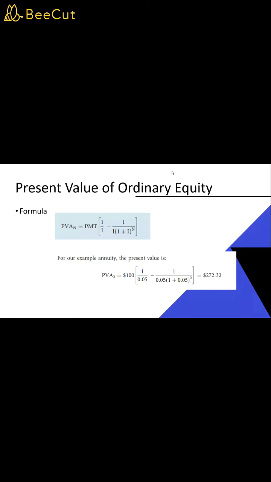If you would like to calculate, on the other hand, the present value of an ordinary annuity, you can use this formula on the slide. And here again, it's very easy. You just plug in the information that was given in the example. We knew that the interest rate was 5%, and that the payment is 100, and that would give you 272.32.